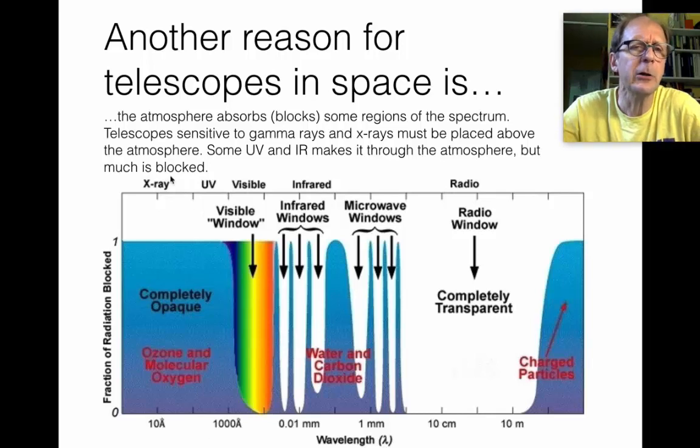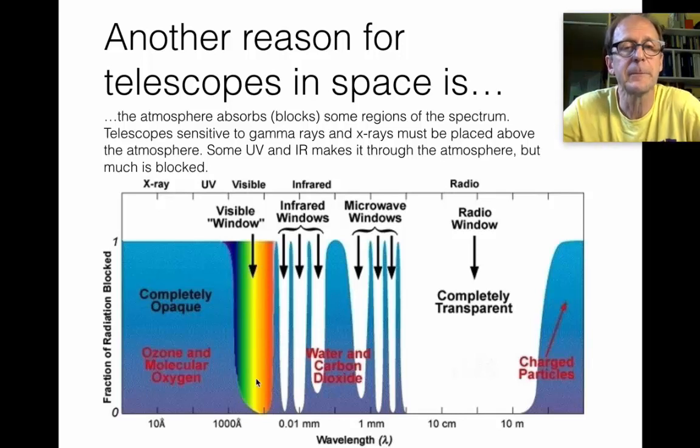Here are X-rays and ultraviolet at this end, and the atmosphere is completely opaque to these. X-rays and ultraviolet rays cannot get through the Earth's atmosphere because ozone and oxygen, molecular oxygen, in the atmosphere absorb X-rays and ultraviolet, so they don't make it through. Visible light, however, obviously does. We can see the sun, we can see the stars.